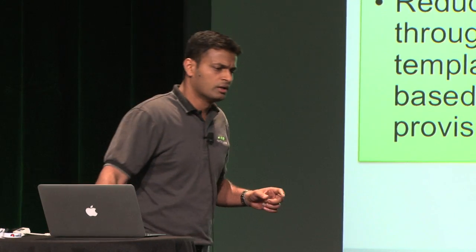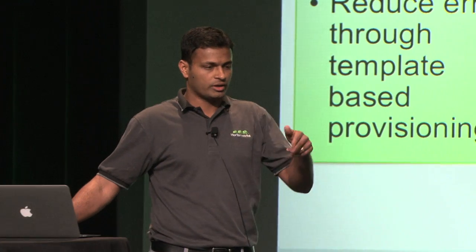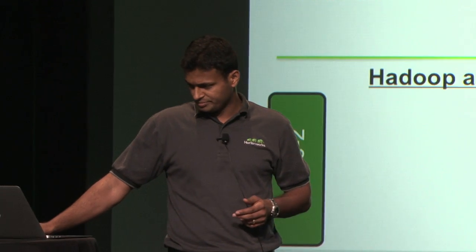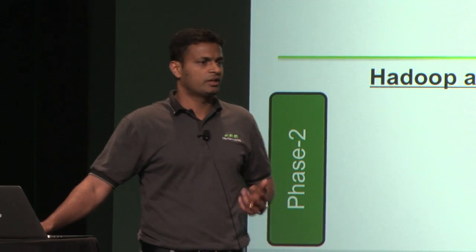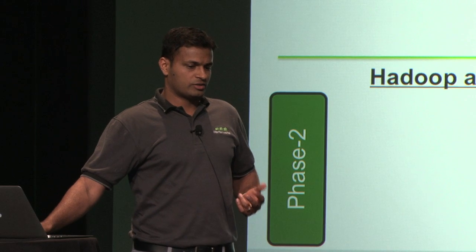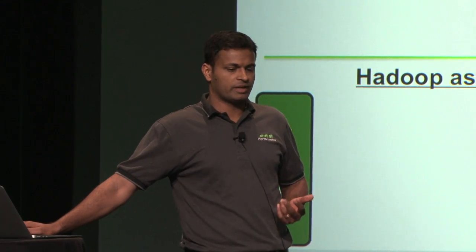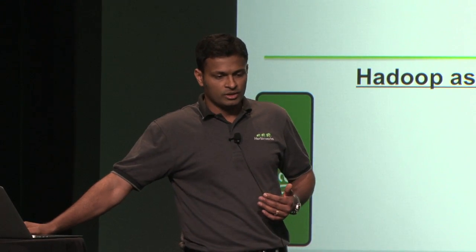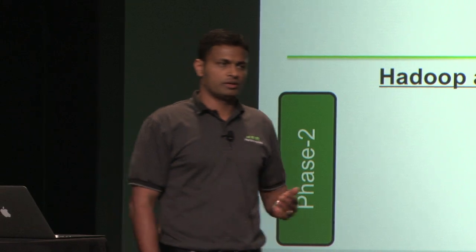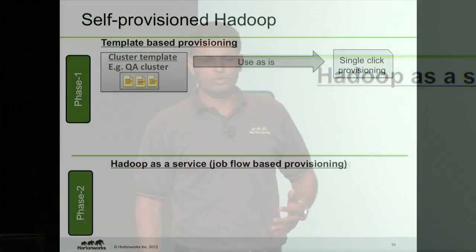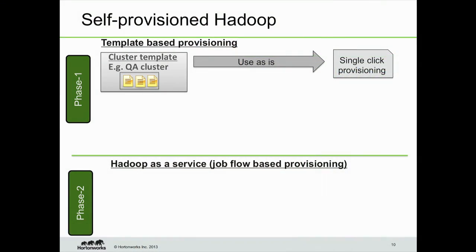So next, I will walk through some of the features along each of these buckets in some more detail. So the first is self-provisioning. And there are two options here. One is template-based provisioning, and second is job flow-based provisioning. So on the template-based provisioning, in the simplest terms, the aim is to capture the entire requirements of the Hadoop cluster in the form of a uniform template.